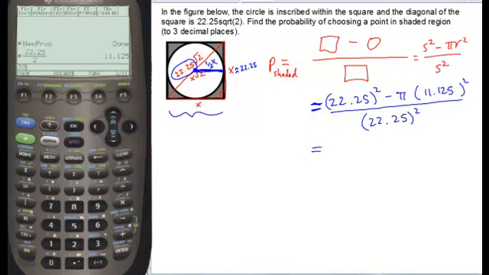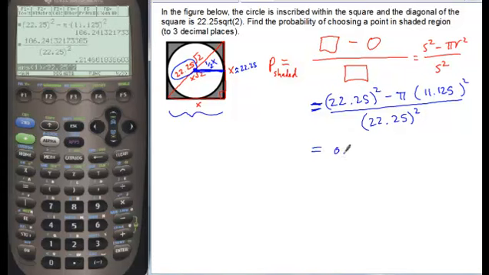If we go ahead and type that in, this squared minus pi times 11.125 squared. Calculate that, and then divide by 22.25 squared. And we get our probability, 0.2146. To 3 decimals, that would round up to 0.215.